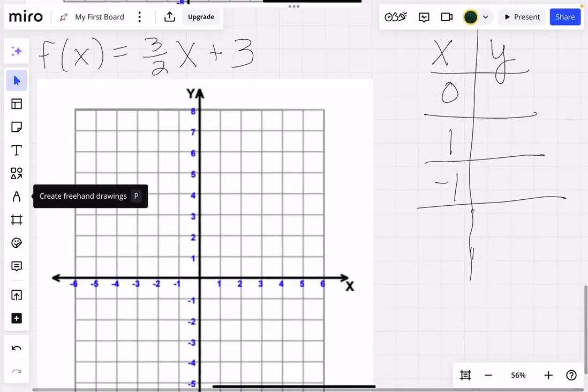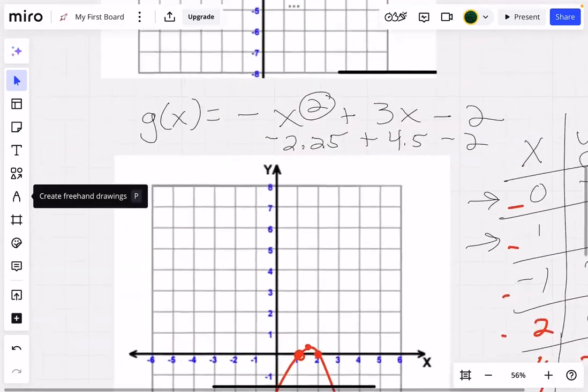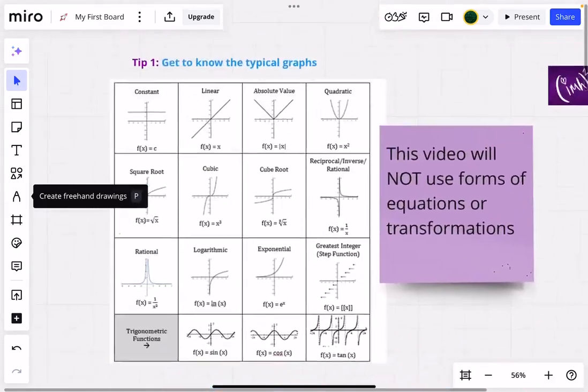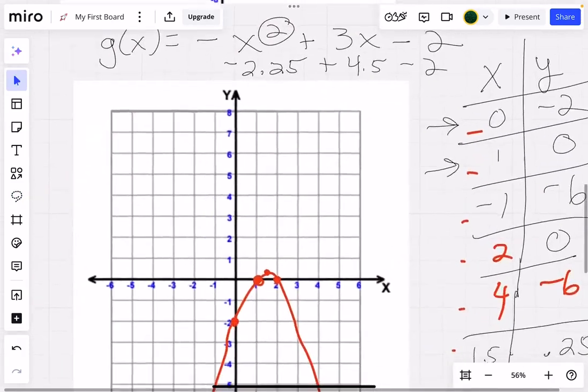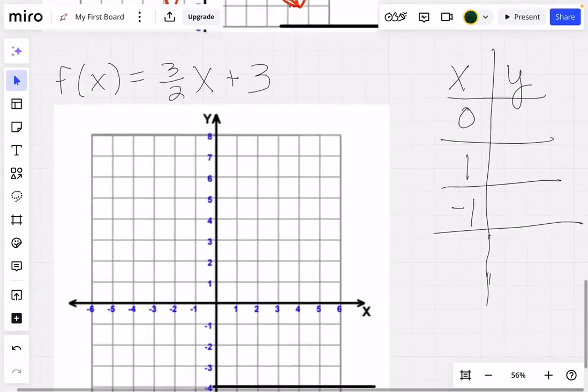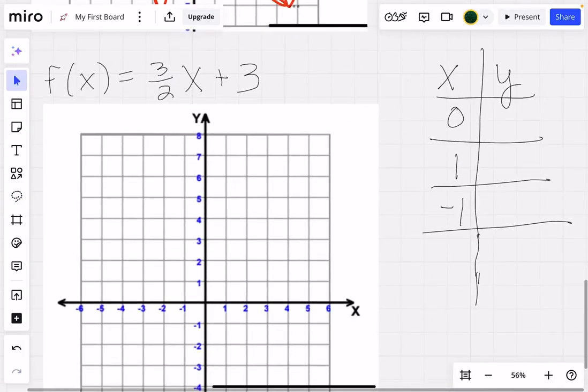Okay, last one. This one's linear. It's just a straight line, right? If you come up here, hopefully you notice, x is to the first power and then y is to the first power. So this is linear. All right, so let's plug in the 0, the 1, negative 1 again. And let's see what we get.